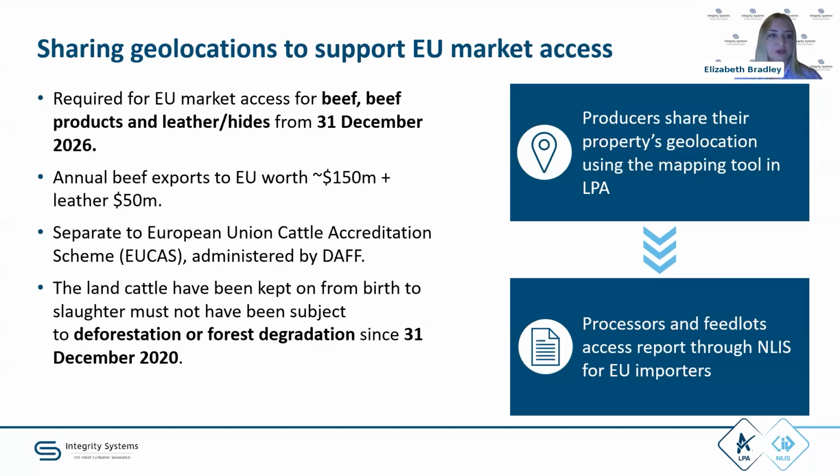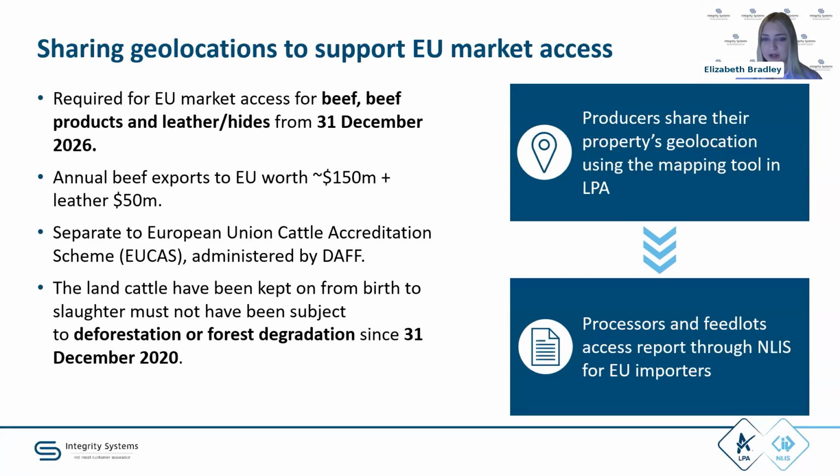The European Union has a commitment to sourcing products that don't contribute to deforestation or forest degradation. So they put this rule in place to make sure that what they're putting on the market for sale is meeting those requirements. This impacts us because we do export about $150 million worth of beef and $50 million worth of leather to the EU every year. And it falls outside of the remit of the European Union Cattle Accreditation Scheme, or EUCAS, which is managed by DAF. That has to do with the food safety status and the hormone-free status of beef.